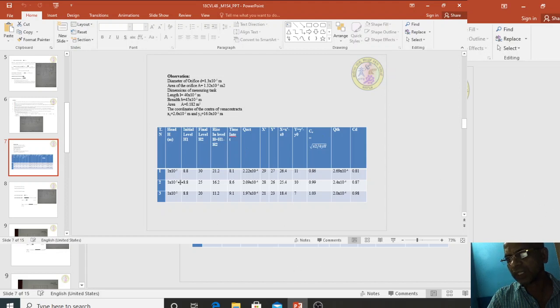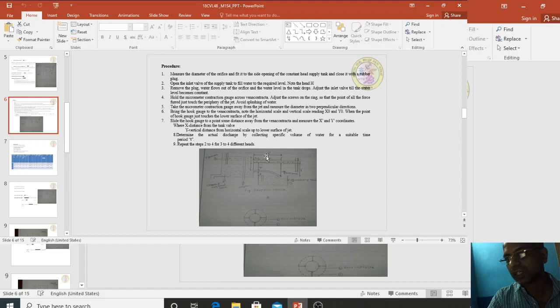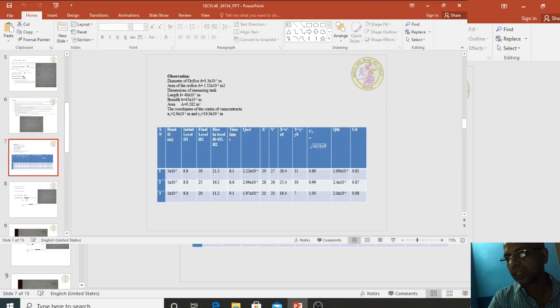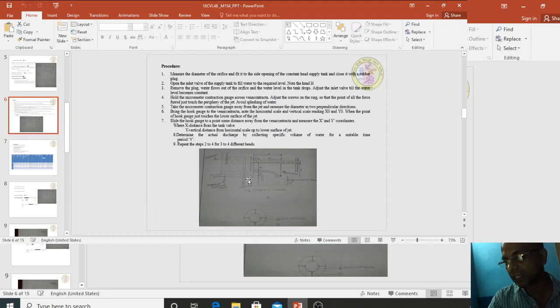Prepare a table composed of trial number, head of water. Head of water means this height. It should be kept constant before starting the experiment. Then initial level reading H1, final level reading H2, and rise in the water head H in your tank: H1, H2, H.